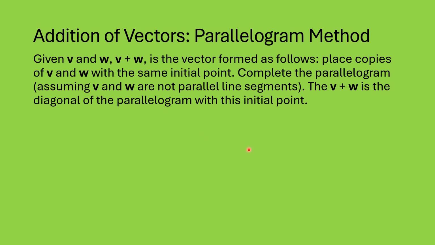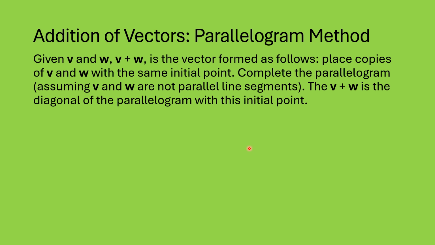Now there is another method for doing this called the parallelogram method. In this method, we're given the vectors V and W. V plus W is the vector formed as follows. Place copies of V and W with the same initial point. Complete the parallelogram, assuming V and W are not parallel line segments, otherwise it's not going to work, but you could use the other method if they are parallel. V plus W is the diagonal of the parallelogram with this initial point.